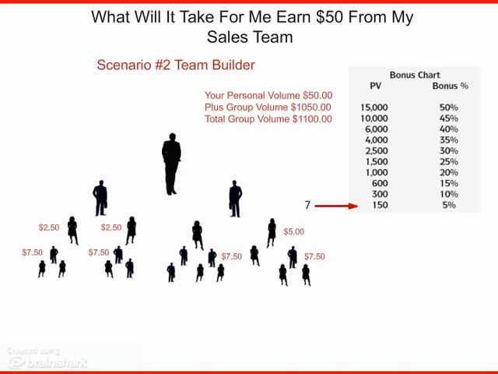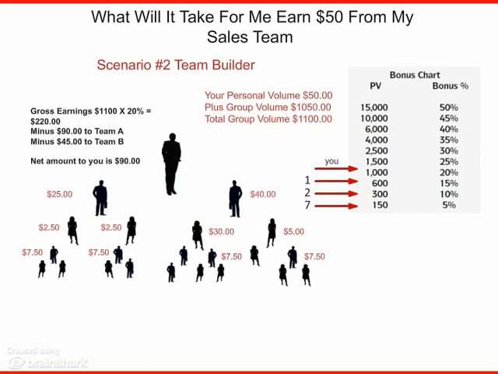What will it take as a team builder to earn $50 from your sales team? You need to put together a team that looks something like this here on this slide. Your personal volume would be $50. Your group volume would be $1,050. Your total group volume would be $1,100 a month. You had 7 people that would reach the 150 PV level and would earn a check of at least $2.50.